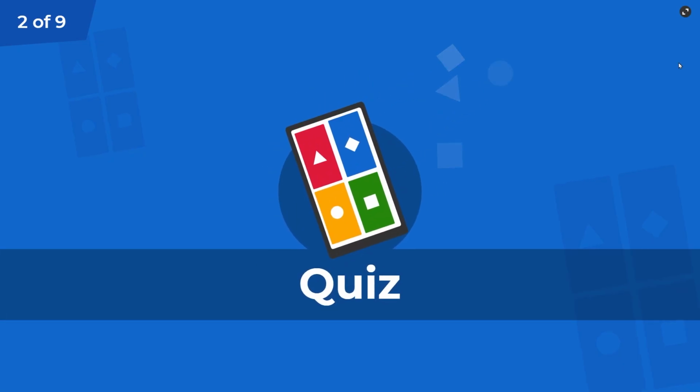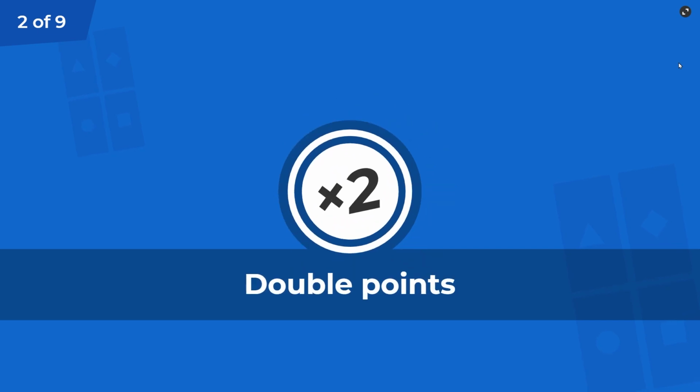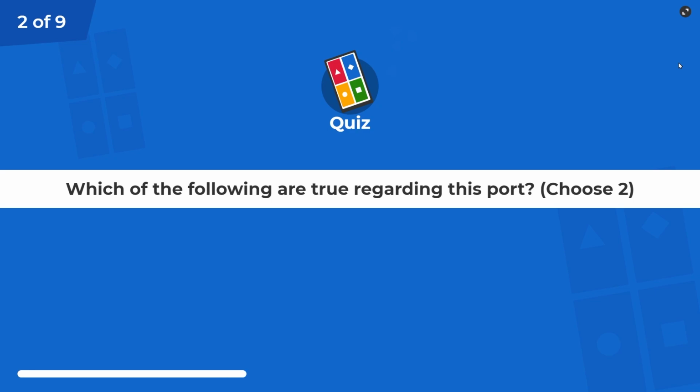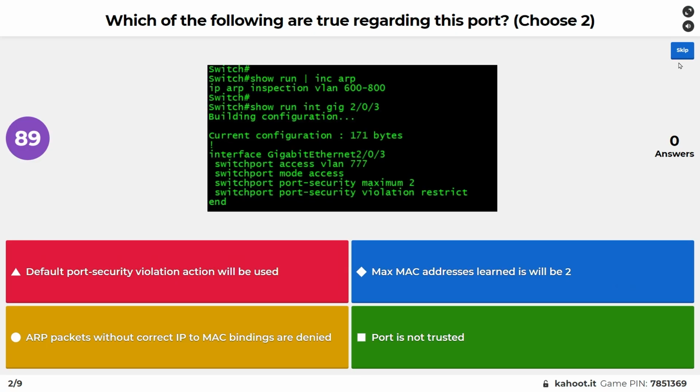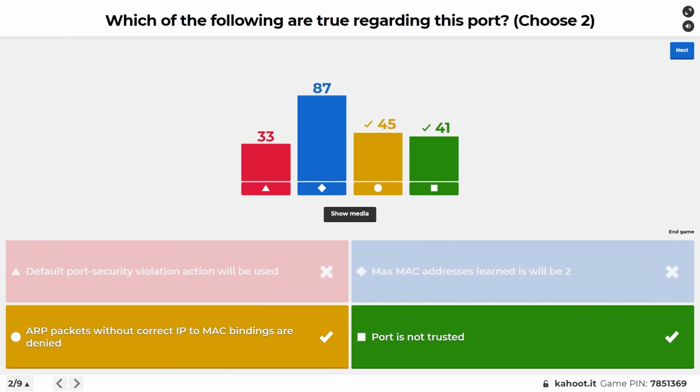Here is question number 2. It is multiple select, and it's double points, no pressure. But I'm looking for 2 specific answers regarding this port, which is Gigabit Ethernet 2/0/3. Which 2 things are true? Which of the following are true regarding this port? And this port is not trusted. Packets without IP to packet bindings are denied.